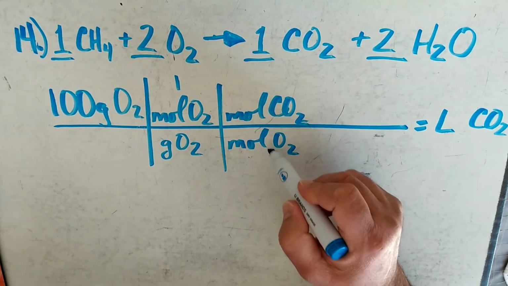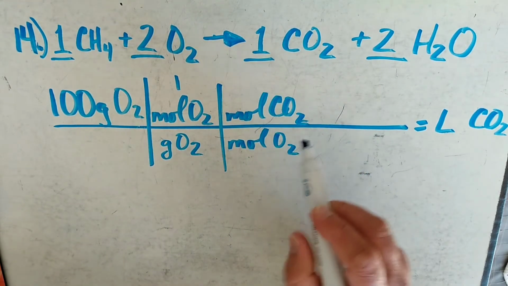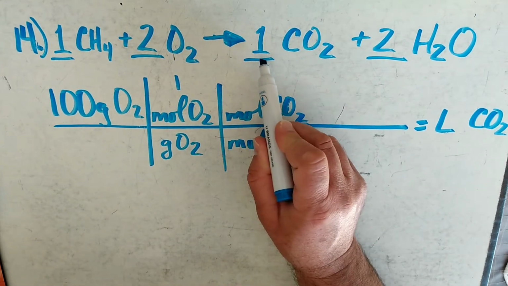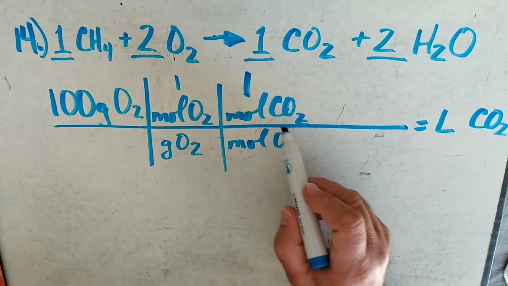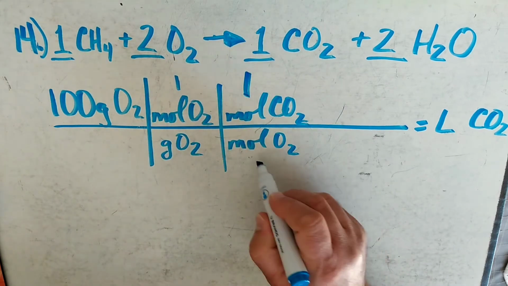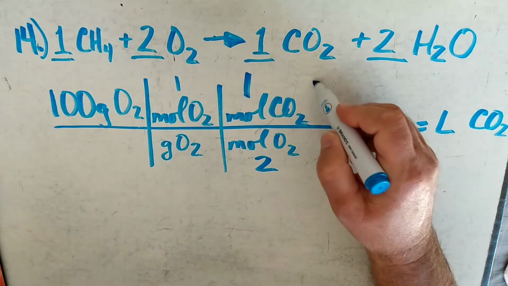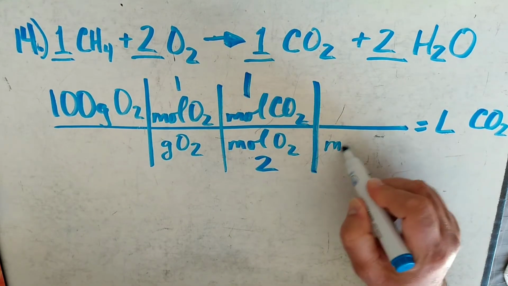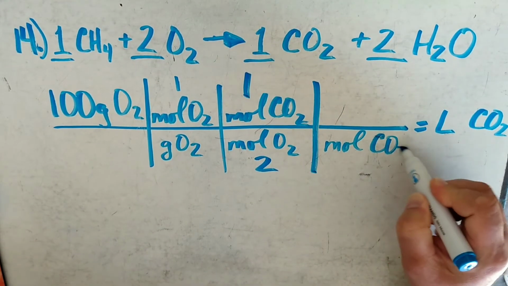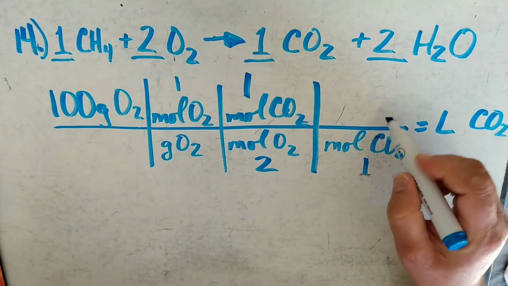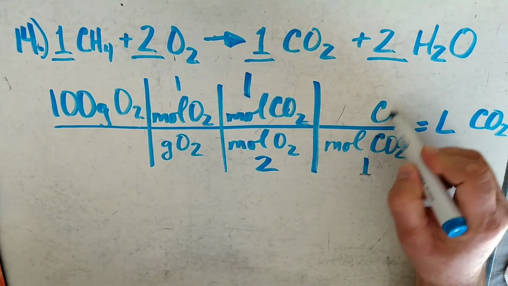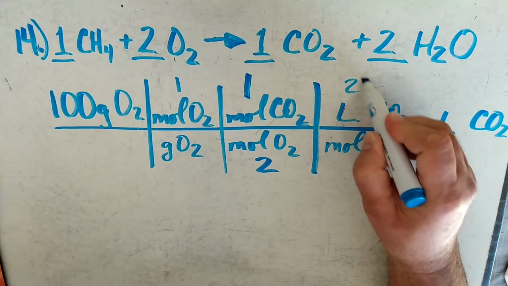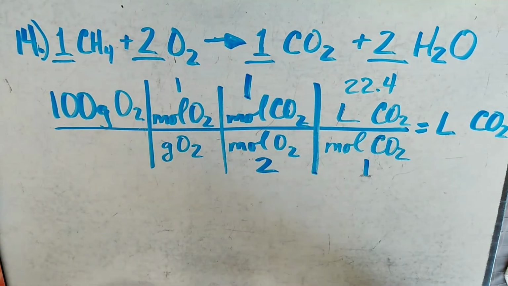And these numbers here come from the coefficients up above. Carbon dioxide has a 1 as its coefficient, so there's the 1. And oxygen has a coefficient of 2, so there's the 2. We don't want moles of carbon dioxide, so 1 mole carbon dioxide. We stay with carbon dioxide, but this time we go with liters of carbon dioxide, and we know that this tool is 22.4 liters.